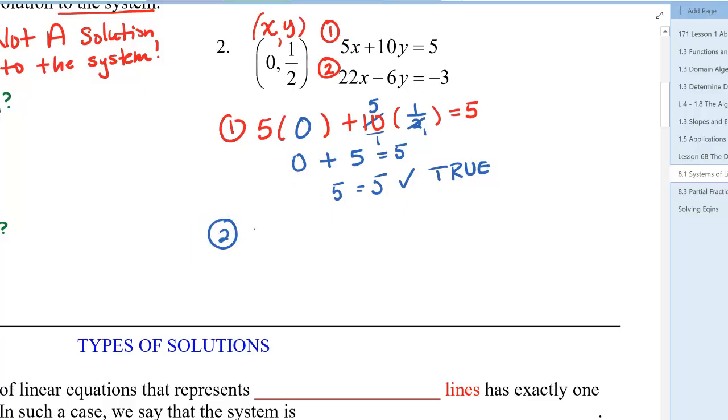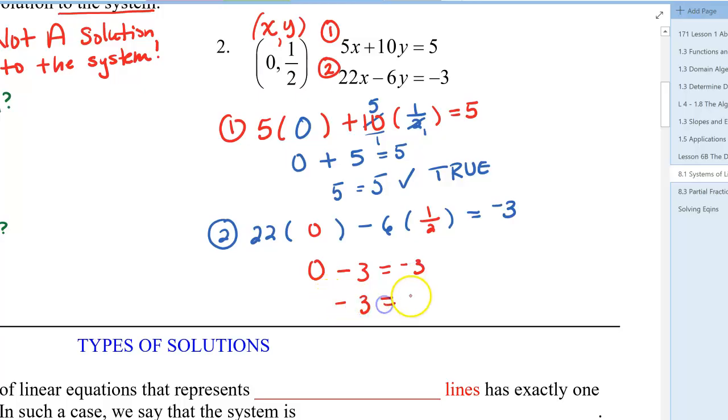Let's look at equation 2. 22 times x minus 6 times y, and we want to see if that's equal to negative 3. So again, we're going to plug in that same ordered pair, 0, 1/2. 22 times 0 is 0. Negative 6 times 1/2 is negative 3. And 0 minus 3 is negative 3. So in this case, the ordered pair satisfied each equation in this system. So 0, 1/2 is a solution to the system.